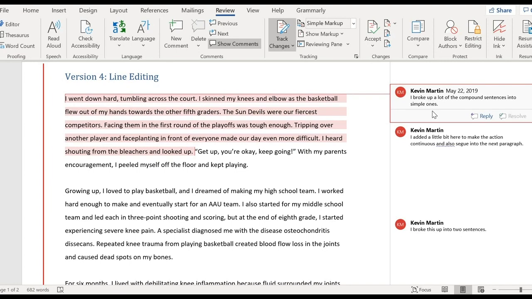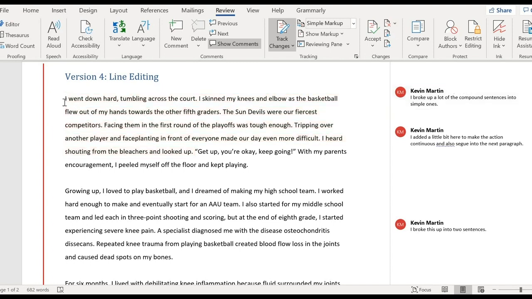So that one sentence that we weren't exactly sure what was going on, the agent of action was unclear, the recipient of the actions were also unclear. We have a nice, direct, "I went down hard, tumbling across the court. I skinned my knees and elbow as the basketball flew out of my hands towards the other fifth graders."